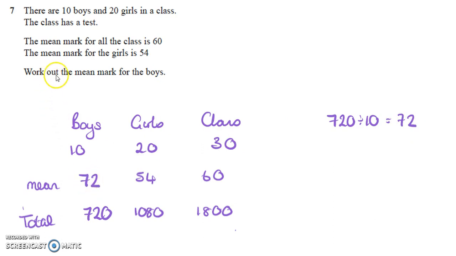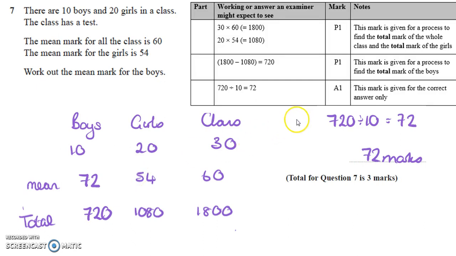Let's work out the mean number of marks for the boys. Well, we have now done that, 72 per boy. Write it on the answer line. It's 3 marks for this question. Let's have a quick look at how those marks were allocated.